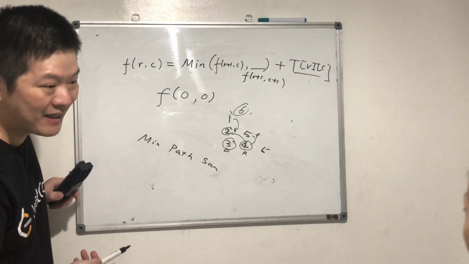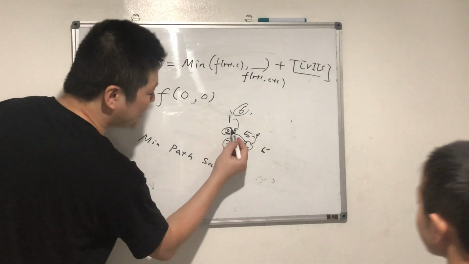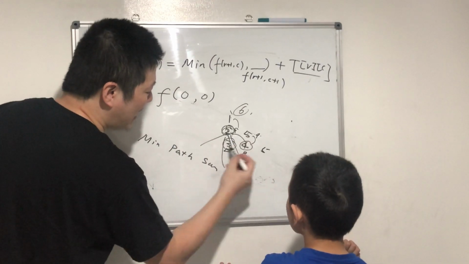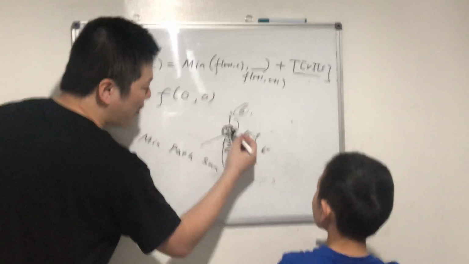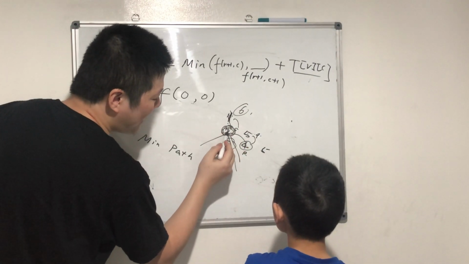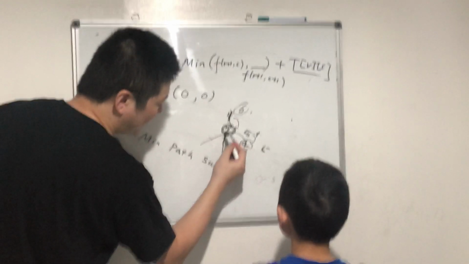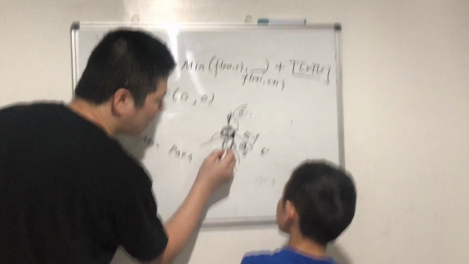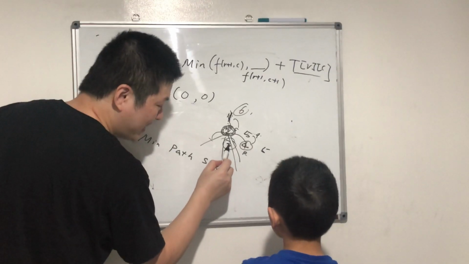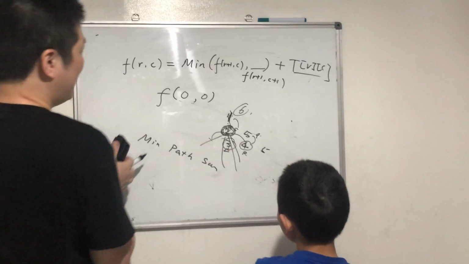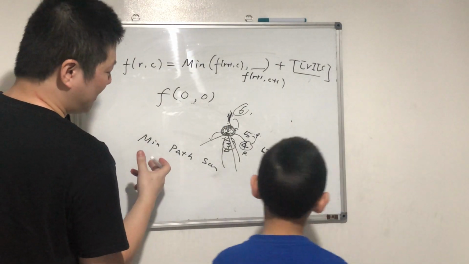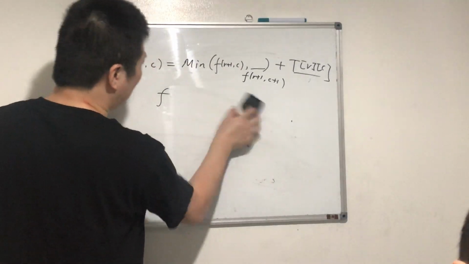Does it make sense? Why can we do it? Because when you reach this point, I don't care how many paths you took to reach this point. I always pick the smallest. For any step, it doesn't matter how many ways you calculated before. You always take the smallest, which is 5, then 2 plus 3. Okay, so this is the minimum function, the dynamic programming transition function.